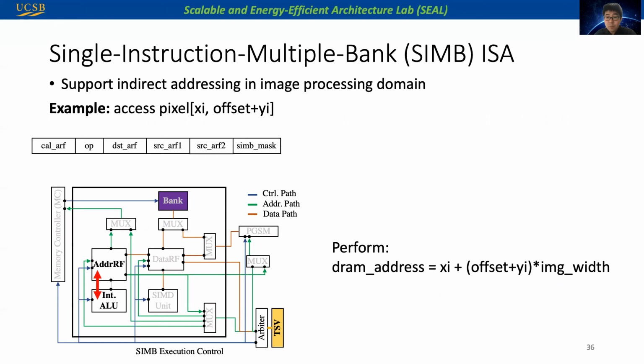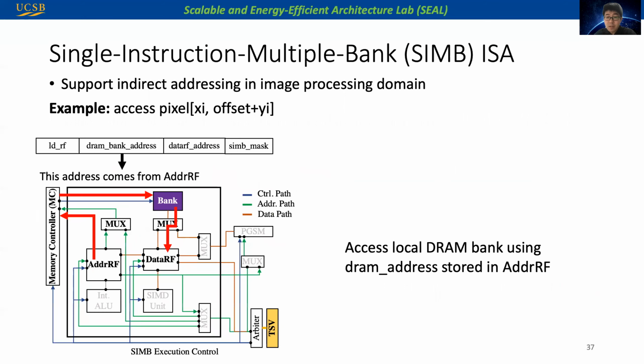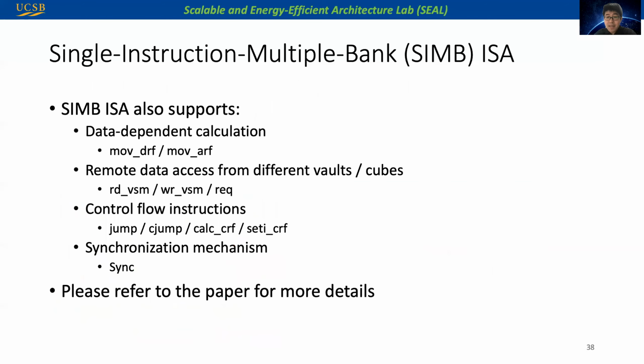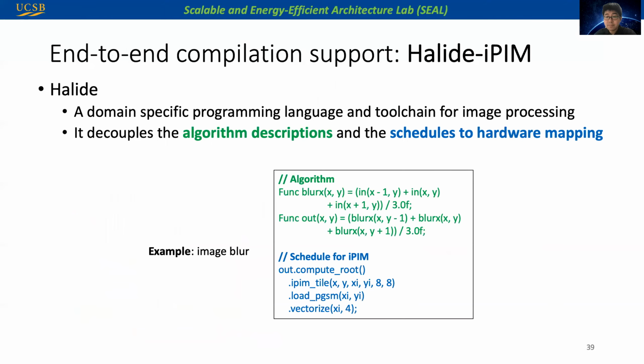Also, as mentioned in the motivations, we support indirect addressing in image processing domain. For example, when we want to access a pixel with given coordinates, we first calculate the DRAM address using address register file. Then, we use the address register file data as an indirect address into the local DRAM bank. SIMB ISA also supports other important operations to enable a wide variety of computation and memory access patterns. Please refer to the original paper for more details.